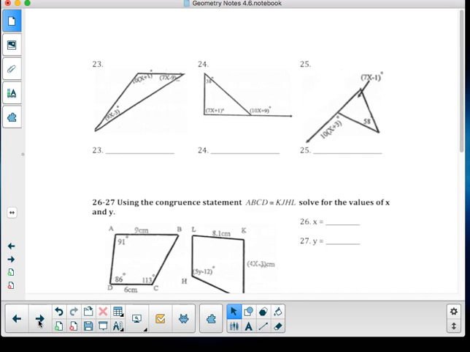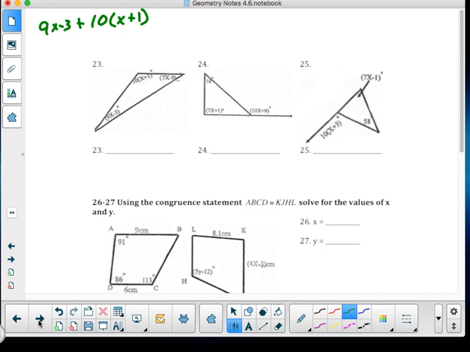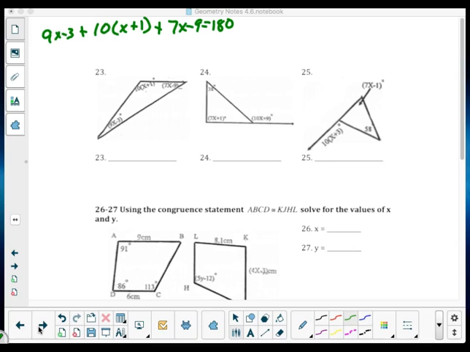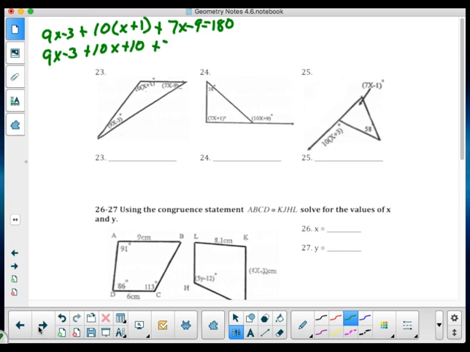In 23, another triangle sum theorem. Again, all three interior angle measures of the triangle are 180 degrees. I got to be careful about this because it's got some funky looking stuff up there. So I've got 9x minus 3 plus 10 times the quantity x plus 1. Now I got to combine like terms after I distribute here. So I got 7x, 10x, 9x, that's 26x. I got negative 3, positive 10 is 7, minus 9, which is negative 2, and that equals 180.